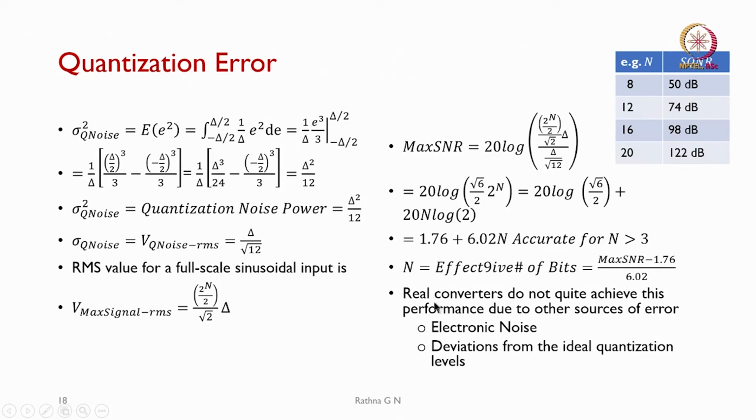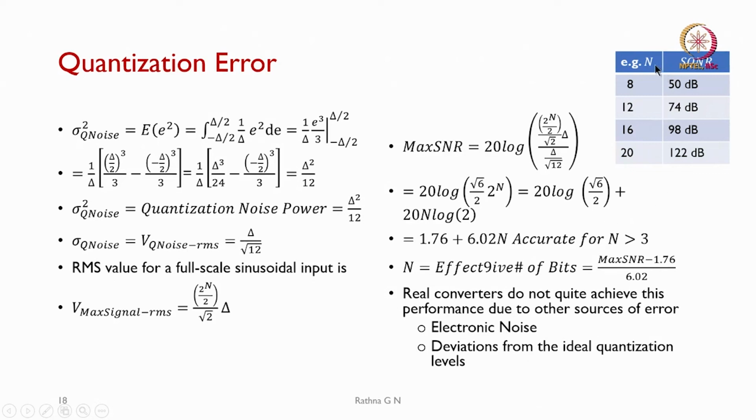What it says is real converters do not quite achieve this performance due to other sources of error. So, we have only taken signal to noise ratio; there may be other errors, like electronic noise or deviations from the ideal quantization level, which will cause more error.